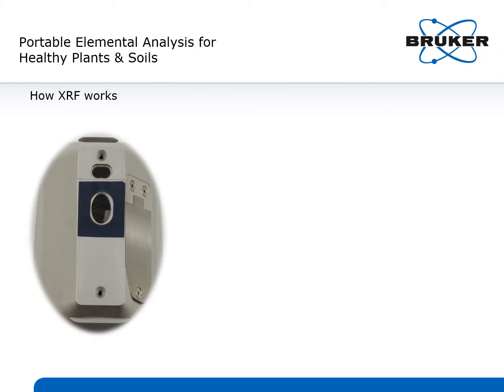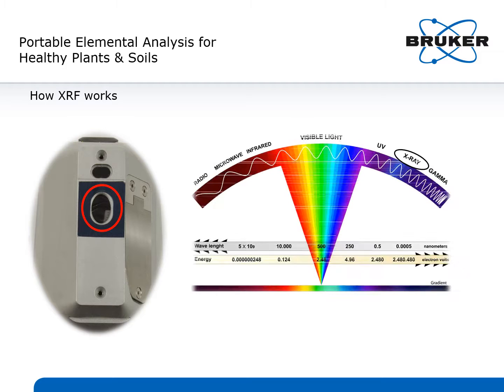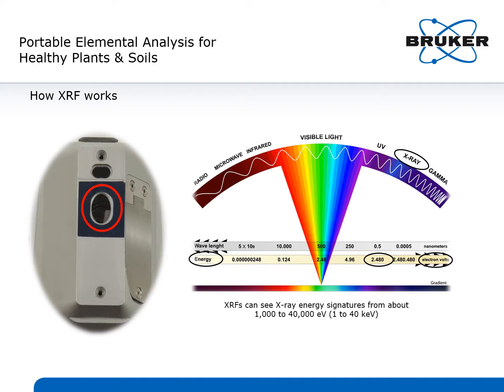Let's imagine the XRF analyzer window as an eye which looks at objects or samples to detect X-ray photon energy. It can see X-ray energy signatures from about 1,000 to 40,000 eV. However, instead of seeing these photon energy signatures as colors, it detects them as elements on the periodic table.